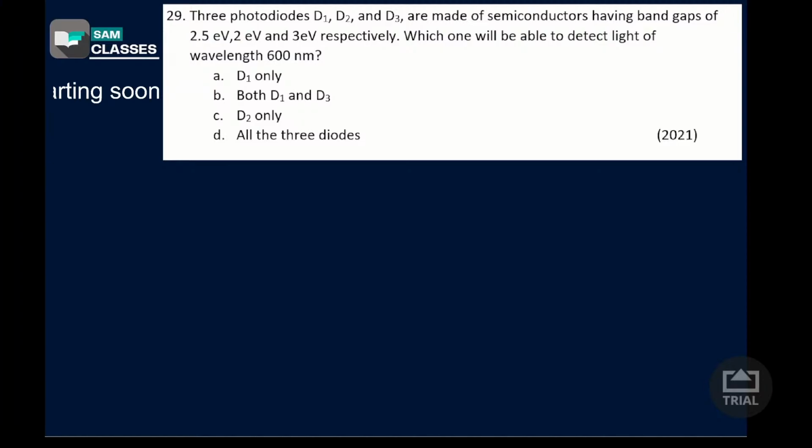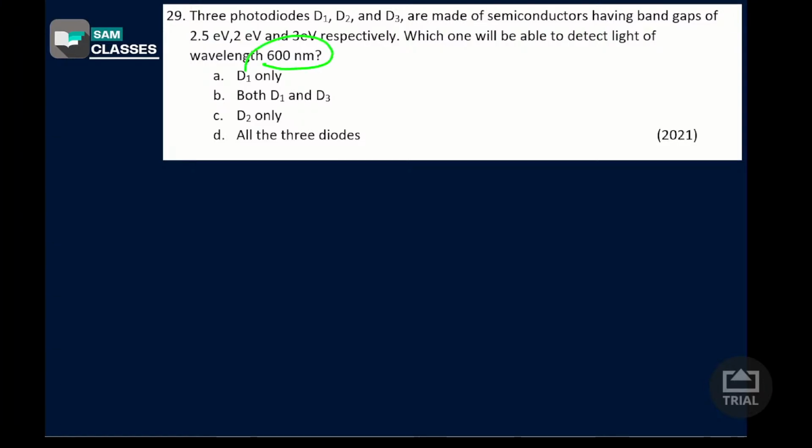Right or wrong doesn't matter. Whatever your theory is, your concept is going, go with it. So at least either you are right or you'll be able to correct it. So what is the question given? 3 diodes are there. So time is up now. So I'll just show. D1, D2, D3 made up of semiconductors having these band gaps. Which one will be able to detect light of 600 nanometer?